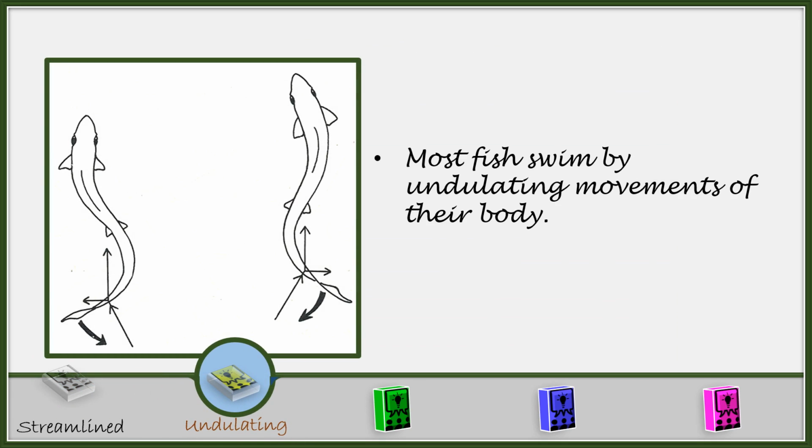Most fish swim by undulating movement of their body. Undulating movement is a type of movement whereby it is like a wave form of movement.